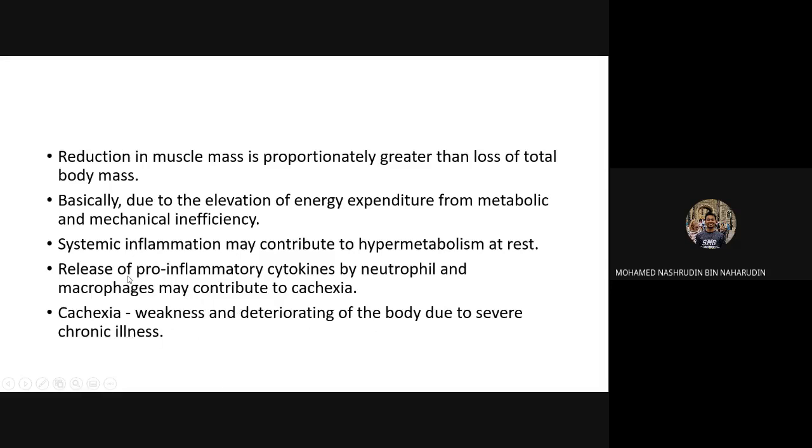So, the release of pro-inflammatory cytokines: when a person gets COPD, usually inflammation will happen in the airways of your respiratory system. And when inflammation happens, our body will fight back the inflammation by producing more cytokines, neutrophils and also macrophages in that particular area, and this will cause cachexia.